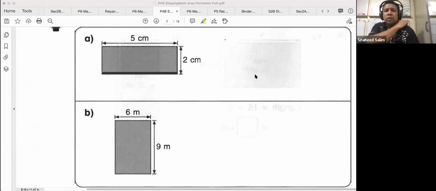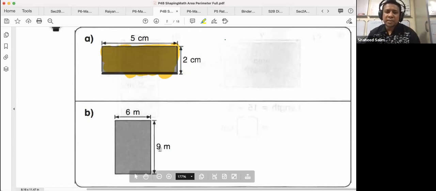Okay, Kashfir, so easy for you. So Nearest, you take length 5 times 2. When you times, it means you find the area. What do you want to find? You want to find the area on the inside. This is the area. 5 times 2. Okay, so Kashfir says it's 10. This one, 6 times 9. You get the area.